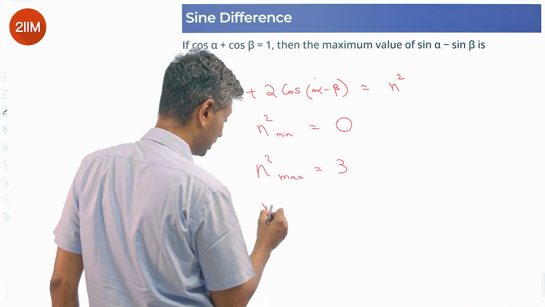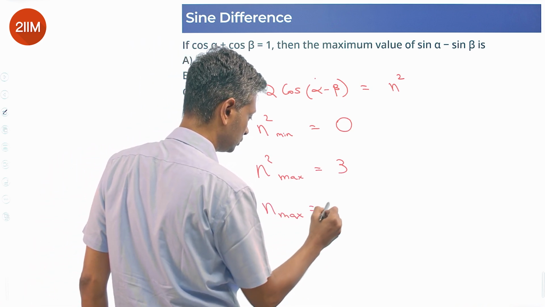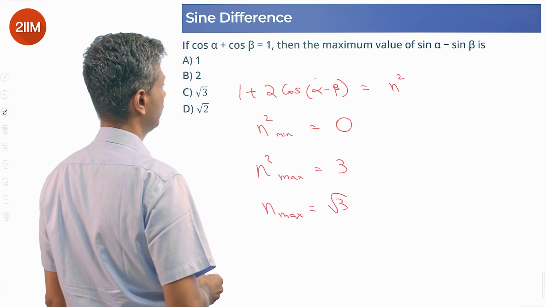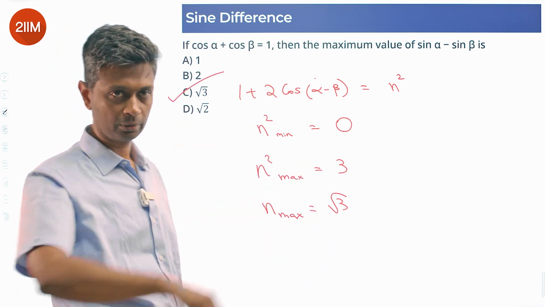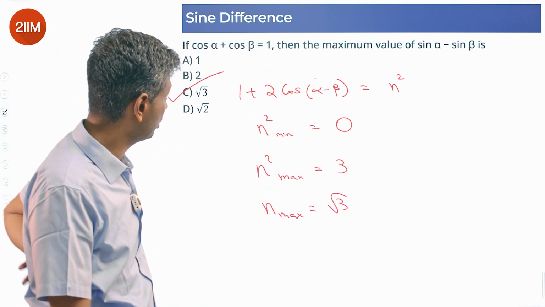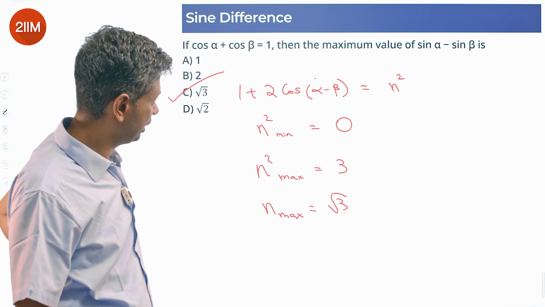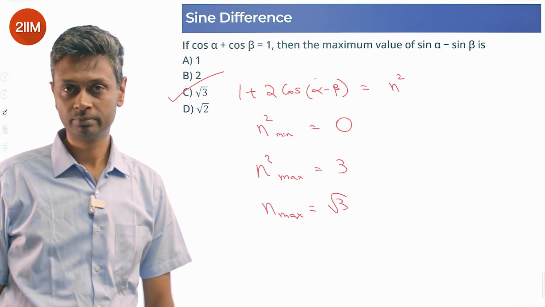Or n maximum is root 3. Sin alpha minus sin beta, maximum value is root 3. When does that happen? That happens when cos of alpha minus beta is 1. Let me simplify like that.